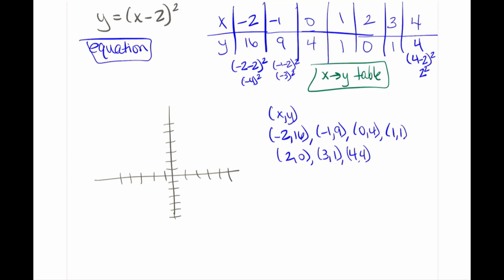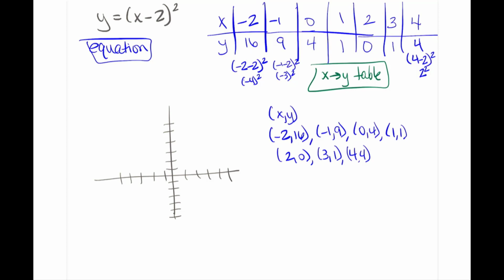And when it comes to that one-to-one, where there's only that one output, when I put in -2, I only got 16. There's no other value that I can get if I put in -2. The only answer I can get is 16. And that's what they mean by there's only one output for every input.